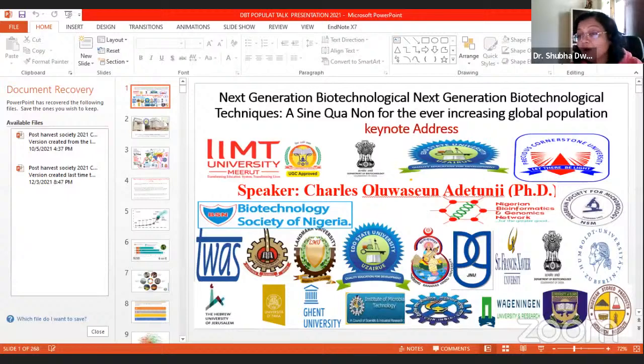It gives immense pleasure to communicate that IIC-IIMT University, along with the Research and Development Cell of IIMT University, is going to organize a popular lecture under the scheme of DBT-CTEP, Department of Biotechnology, Government of India, on the topic Next Generation Biotechnological Techniques, a sign for the ever-increasing global population, with the objective of popularization of biotechnology and to bring general awareness among the masses about the basic concepts, recent advances, and potential of modern biology and biotechnology.